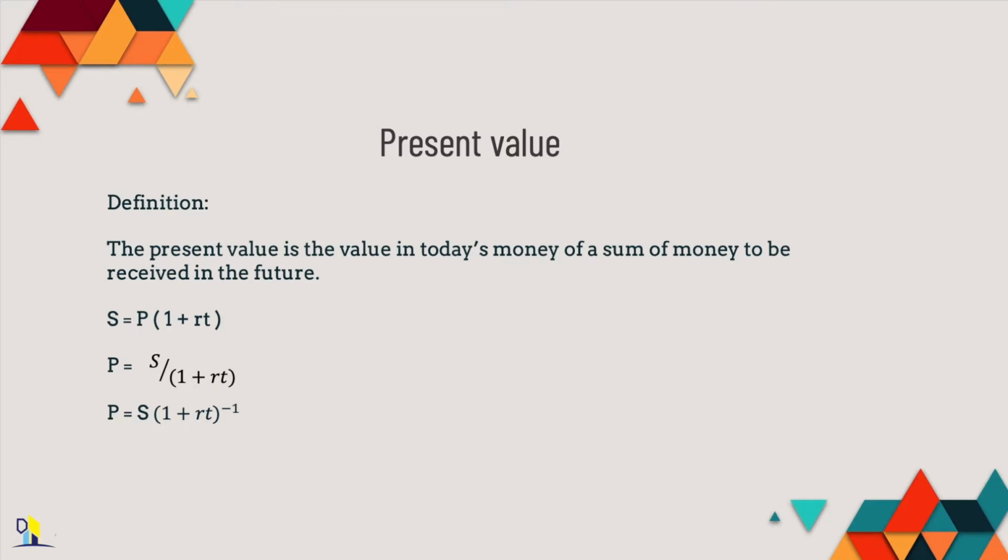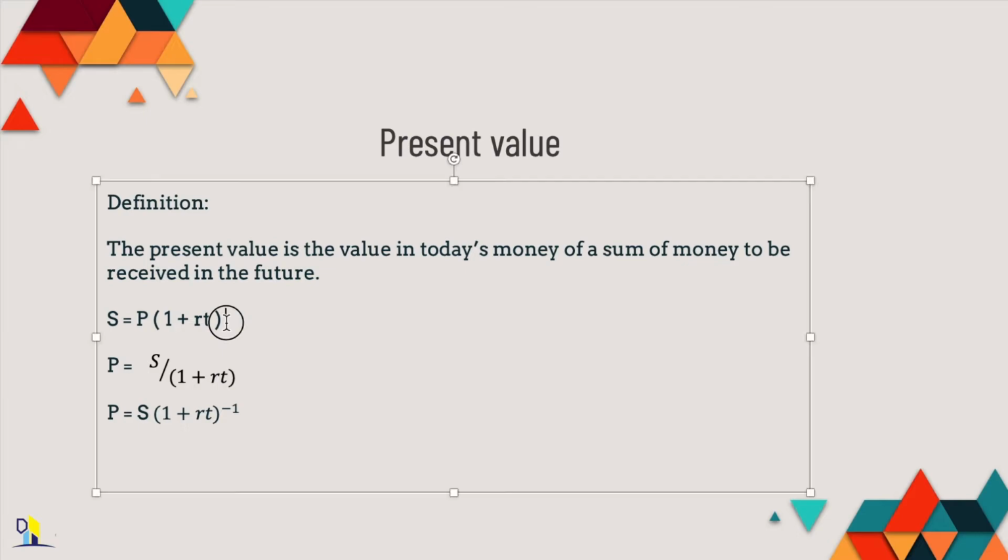So the formula here is S equals P plus PRT, which we have already discussed earlier. That is a simple amount. Now all we've got to do is leave P on one side. To do that, we bring this 1 plus RT over to the left-hand side. That gives us P equals S over 1 plus RT. And now we want to write this with no fractions: P equals S multiplied by (1 plus RT) to the power of negative 1.